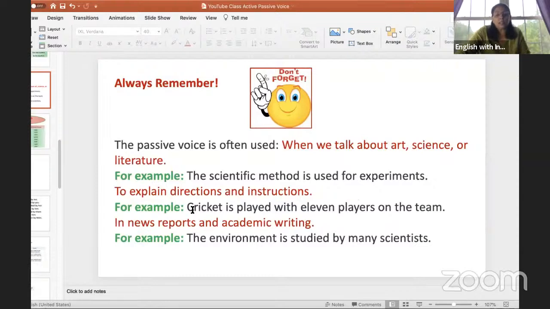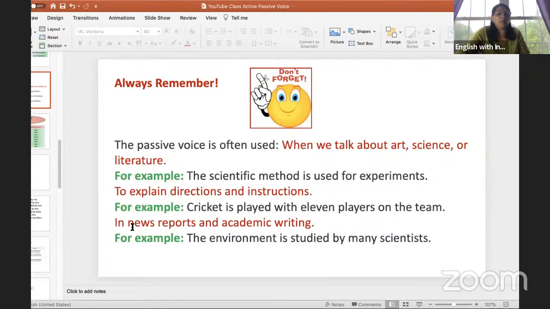So this one is another example. Cricket is played with 11 players on the team, or you can say in the team. If I mentioned it in one of my lessons, you say on the team. If you say it in American English, you say on the team; if you use this in British English, you say in the team. So this is a little different here.